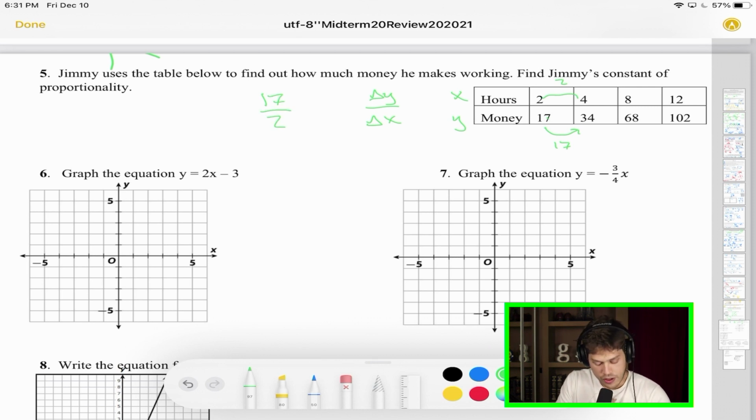You can also think of this as 8.5. So both of these are valid. Maybe Jimmy's getting paid $8.50 per hour he works is how you would think about this.